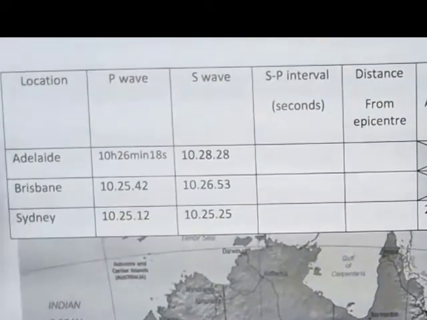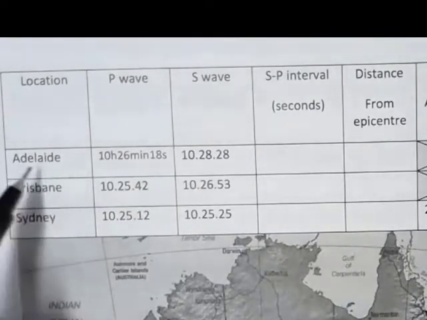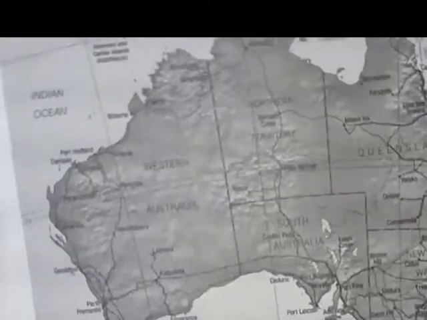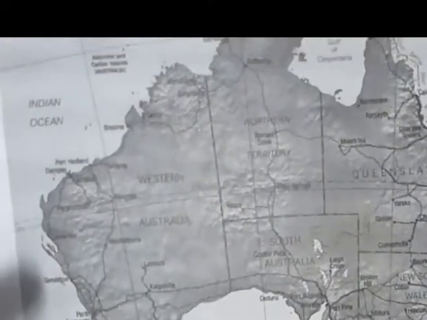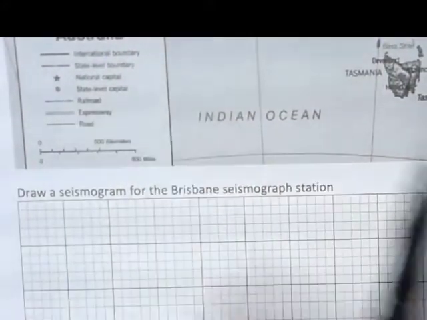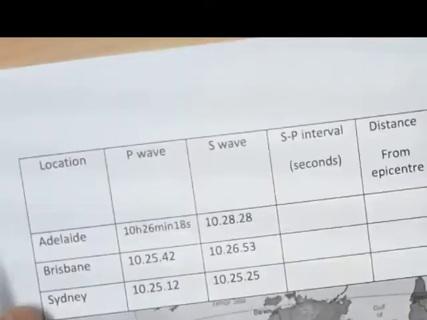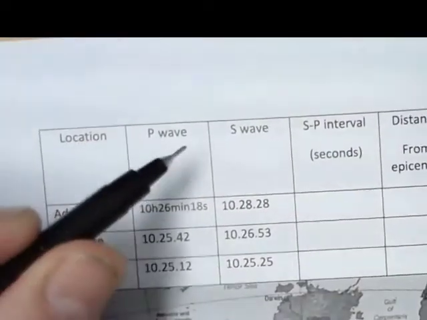Okay, so we've got information from 3 seismograms from 3 different areas: Adelaide, Brisbane and Sydney. So we're going to find the epicentre of an earthquake in Australia. Now I haven't actually given you the seismogram because you're going to draw that one yourself. Okay, so we've got the arrival of the P wave and we've got the arrival of the S wave.